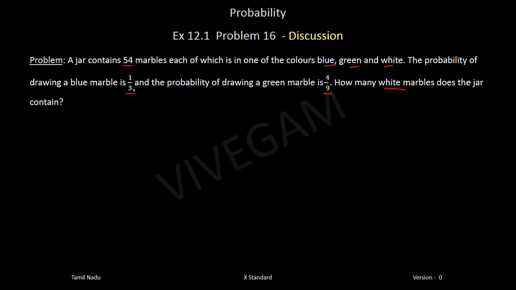They have given us 2 cases, probability of blue and probability of green. Let's say probability of white is P of W. So 1 by 3 plus 4 by 9 plus P of W will be equal to 1, from which we can find probability of white. Now, what is probability of white? The number of white balls divided by total number of balls. In that equation, the number of white balls is what we want to know, but the total number of balls we know is 54, and we also know the probability of getting white, so the number of white balls can be calculated from that equation. Okay, so let's get going.